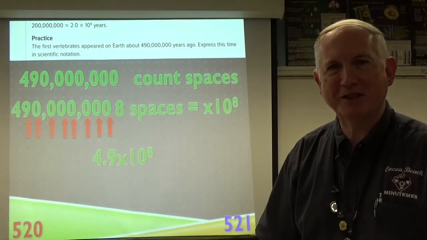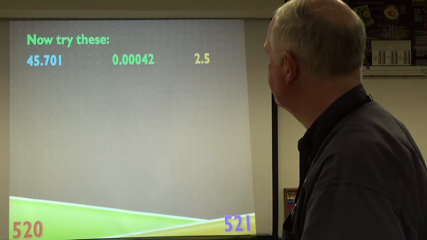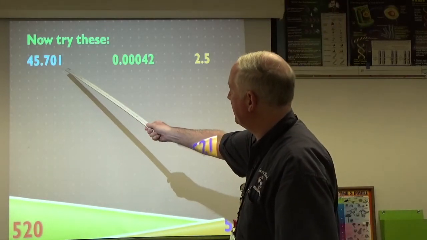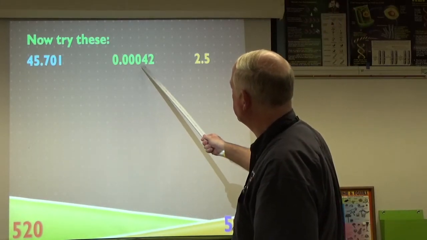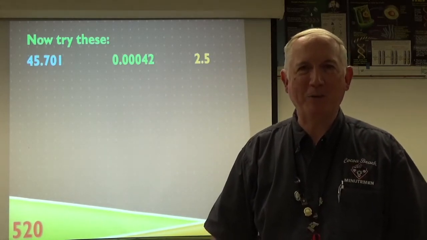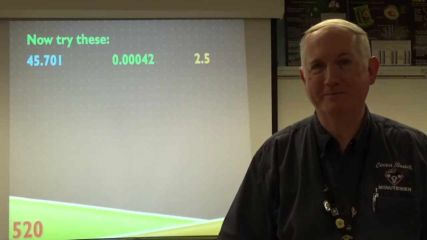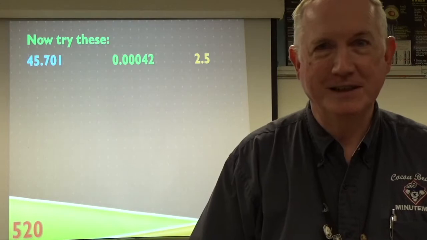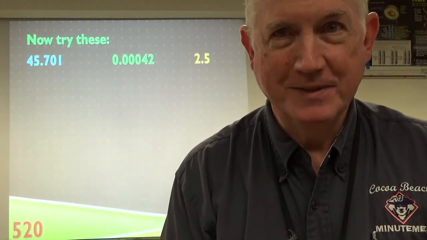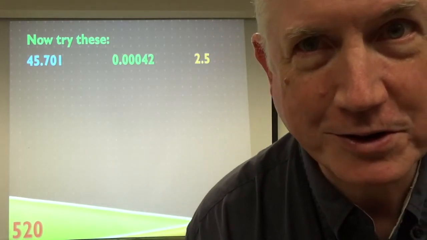Can you do scientific notation? Here's your practice. You get 3 problems. You have 45.701, 0.00042, and 2.5. Okay, I'll wait. Convert them to scientific notation. You should do it. You should do it now. You should pause the video and not wait for the answers and see if you know how to do it. Do the scientific notation. I'm scary when I'm this close to the camera.